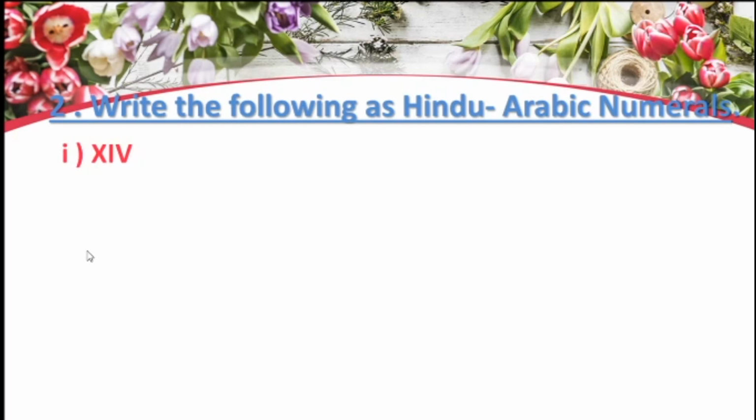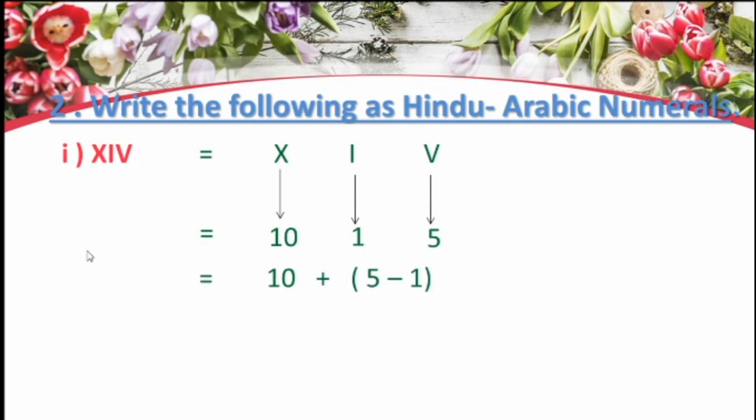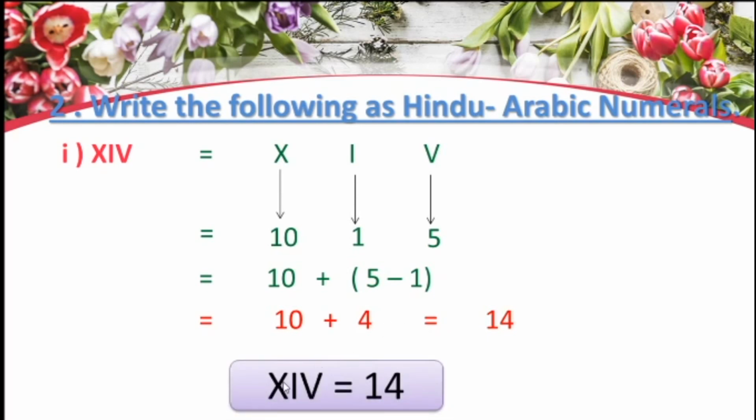So XIV. X value is 10, I value is 1, V value is 5. So 10 plus 5 minus 1, because here smaller number, next larger number. So here we want to subtract. So 10 plus 4 equal to 14. Therefore, XIV equal to 14.